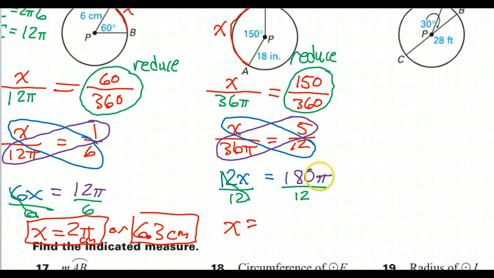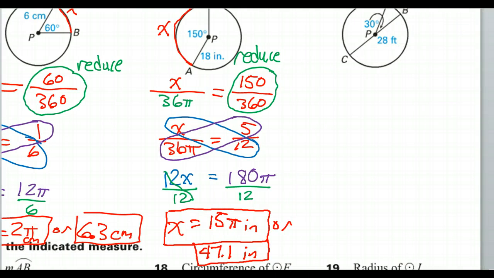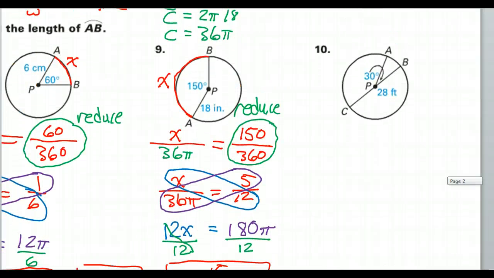Okay, so the pi will still be there, but this will be 15 pi inches. So that is the exact answer. Or as a decimal, that would be 47.1 inches. So there's that. All right.